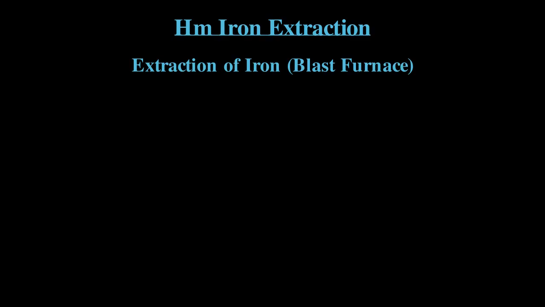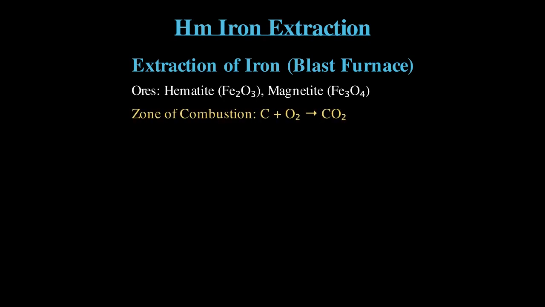NEB students, let's cover the extraction of iron. Iron is extracted from ores like hematite, which is red Fe2O3, and magnetite, which is black Fe3O4. This happens in a blast furnace. At the bottom, the zone of combustion is at 1500 degrees Celsius, where C plus O2 gives CO2. This hot gas rises. In the middle, CO2 plus C gives 2CO, our main reducing agent.